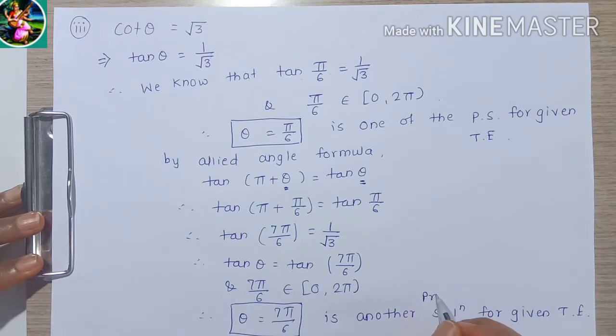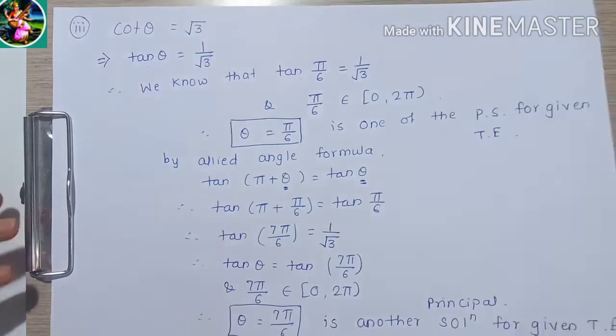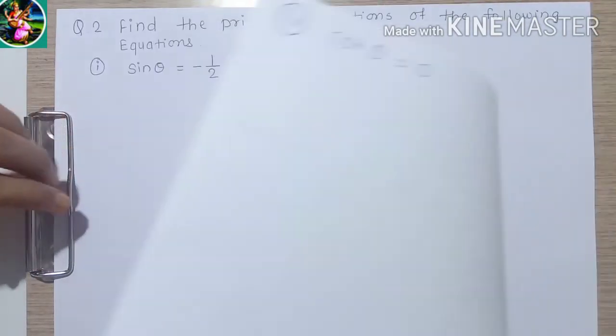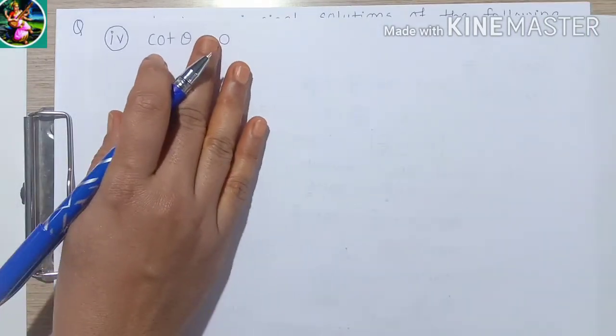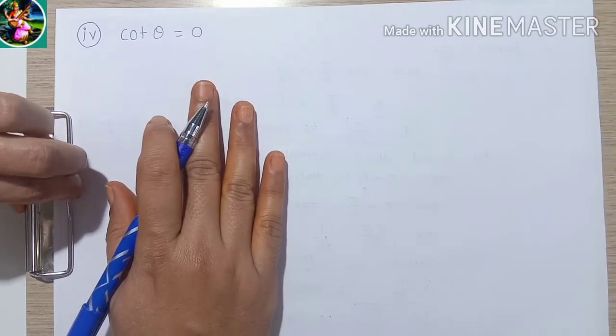Principal solution for given trigonometric equation. Okay, now we are going to solve the next example, that is cot theta is equal to 0.